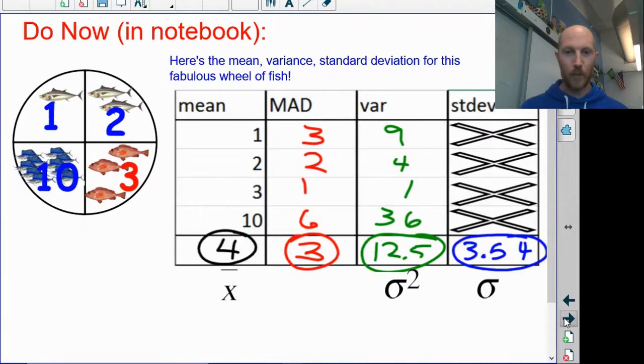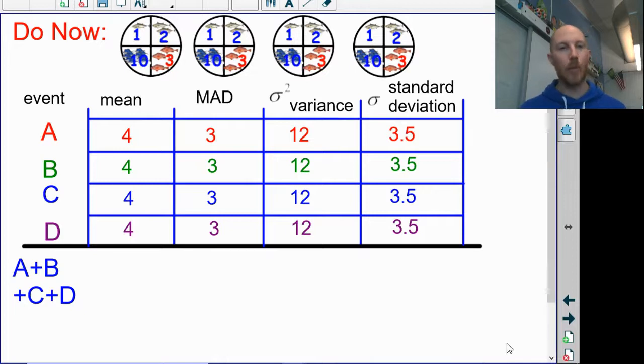All right, well, the mean is 4, mean absolute deviation is 3, the variance is 12.5, and the standard deviation is 3.54. How many decimal places did you want? I went with 2. Well, as it turns out, there's actually more to do now.